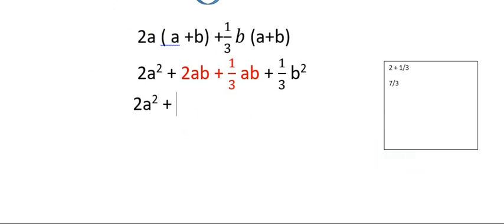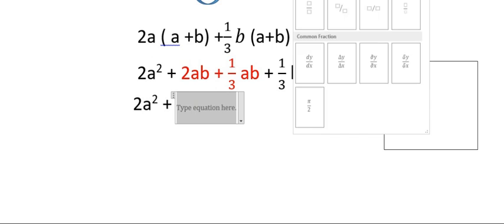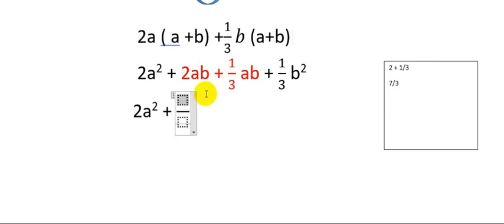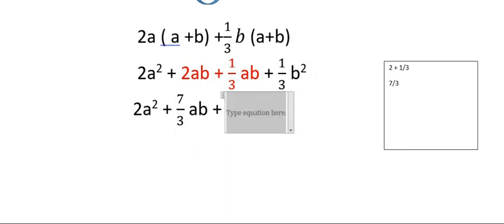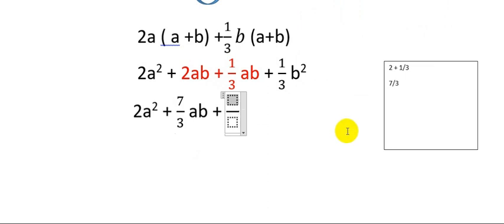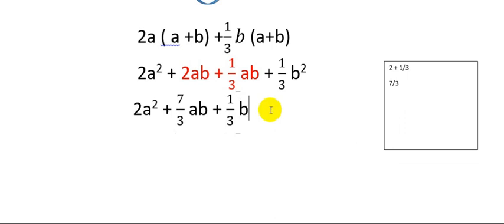plus, so here you get the simplification of these two terms, as I mentioned here, 2 plus 1/3, so that is 7/3. So I'm going to include the fraction 7/3 AB plus the last term, which is 1/3 b square. 1/3 b square.